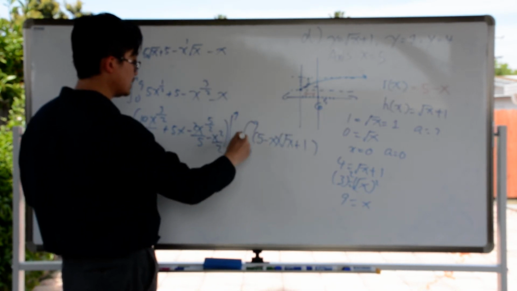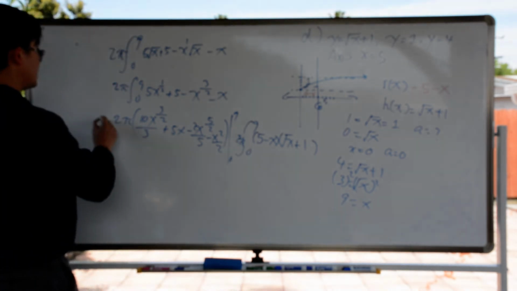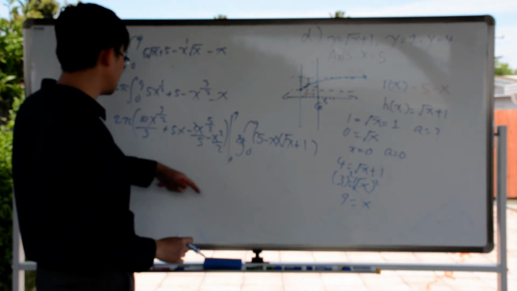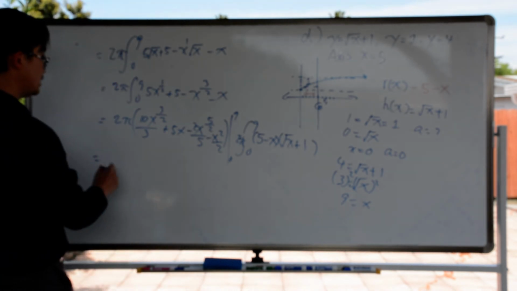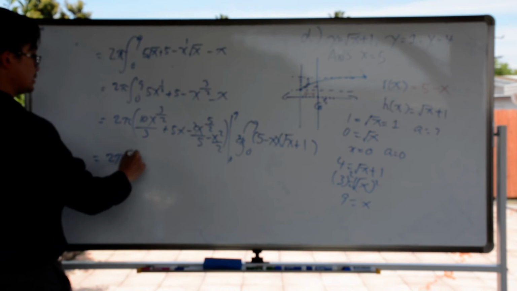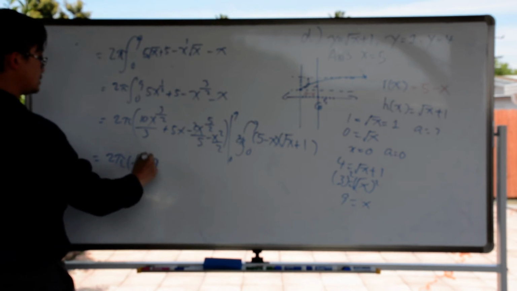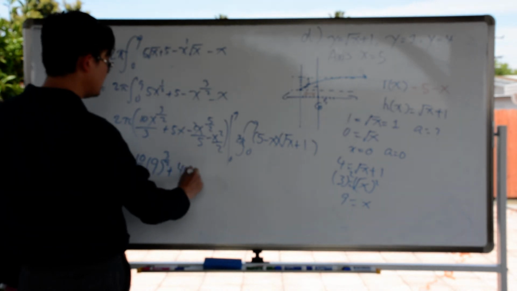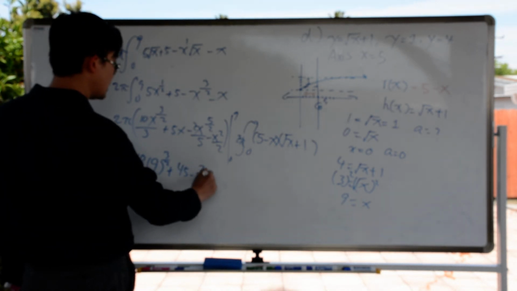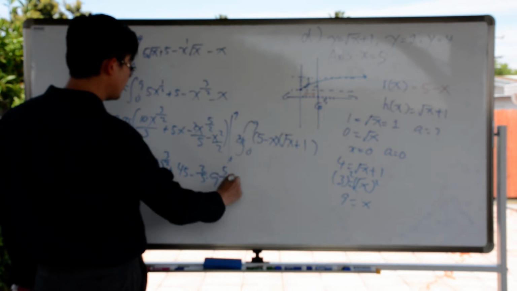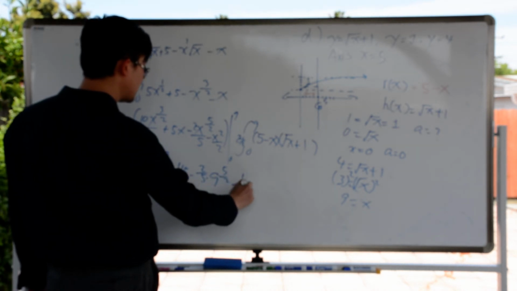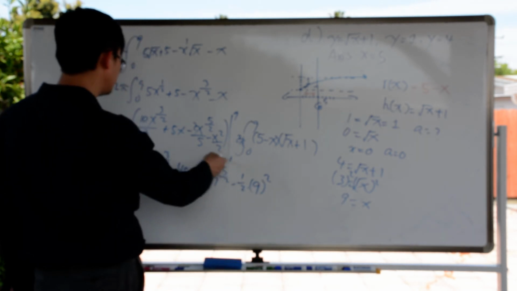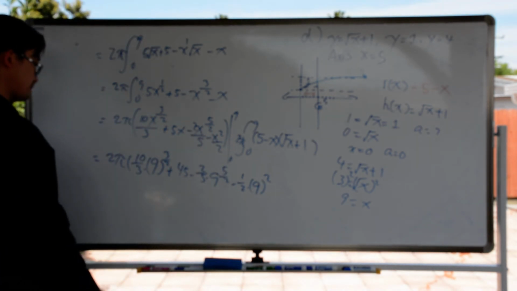Again, this one is just a setup. Evaluate it. So just plug in 9, there's no need to plug in 0, because everything turns out to be nothing. So 2 pi times 10 third times 9 to the power of 3 half, plus 5 times 9, 45, minus 2 fifth times 9 to the power of 5 half, we'll deal with those later, minus 1 half times 9 squared. Again, no need to plug in 0 because that turns out to be nothing.